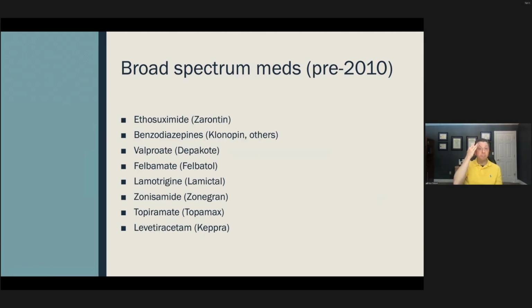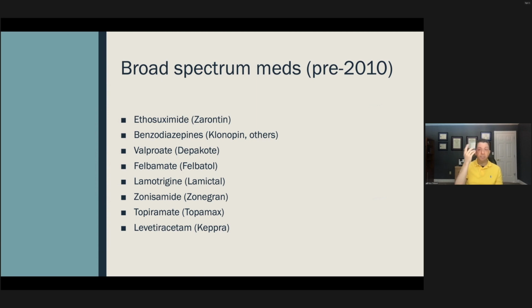And then looking at what we call broad spectrum medicines, are the ones that will treat all kinds of seizures. So they'll treat the tonic-clonic and the focal, but also the absence and the head drops and the whole bit.